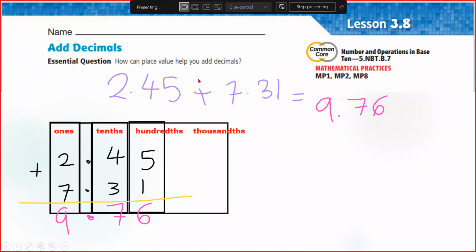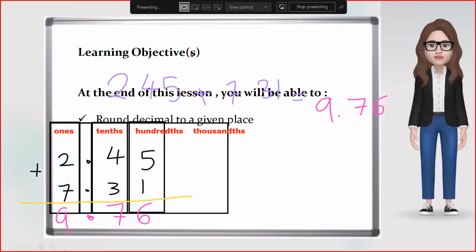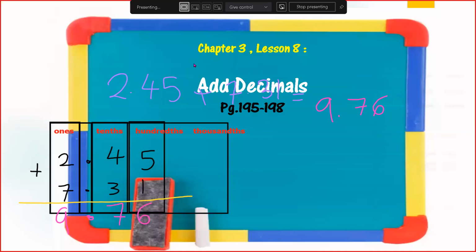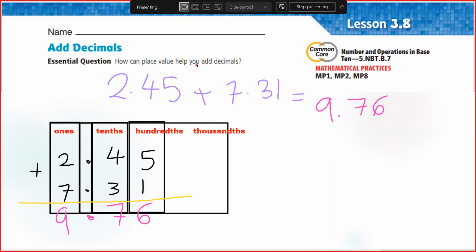Sorry? This is maybe the idea of the lesson. Yeah, this is the idea of the lesson. Page 195. Yeah.